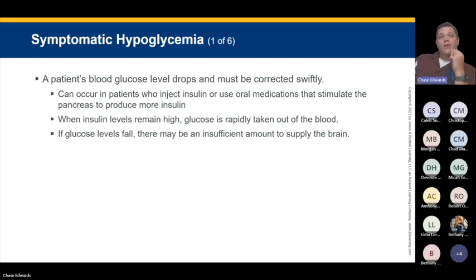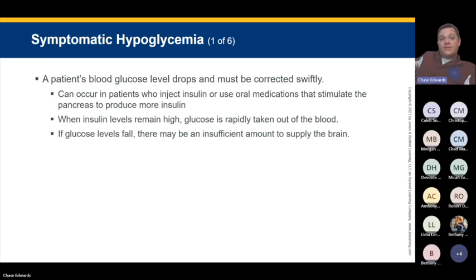All right, so on to symptomatic hypoglycemia, hypo on the lower end. It's an acute emergency in which a patient's blood glucose level drops, and it must be corrected as quickly as possible. It can occur in patients who inject insulin or use oral medications that stimulate the pancreas to produce more insulin. When insulin levels remain high, the glucose is rapidly taken out of the blood.